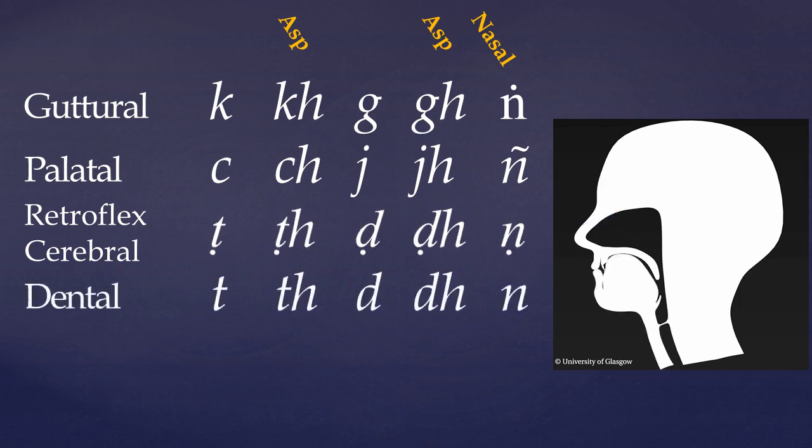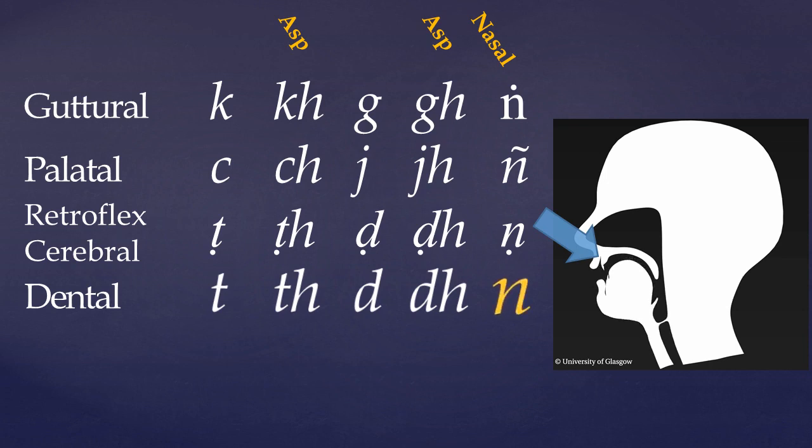With the dental, the tongue is touched on the tooth ridge, just behind the teeth. English has no real counterpart, but the French T and D are much more dental. Ta, tha, da, dha, na.